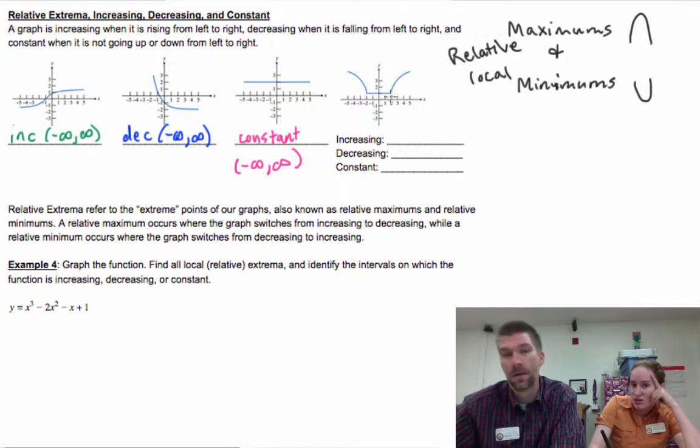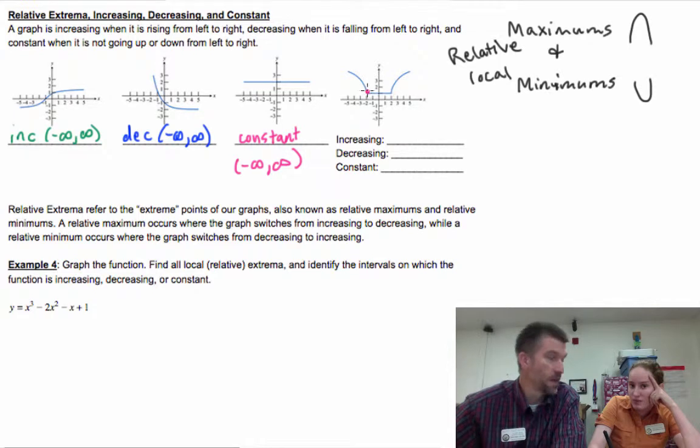So from left to right. Okay, here we go. From negative infinity to... Is that a negative 2? I think it is. It is kind of tiny on there. You're decreasing from negative infinity to negative 2.